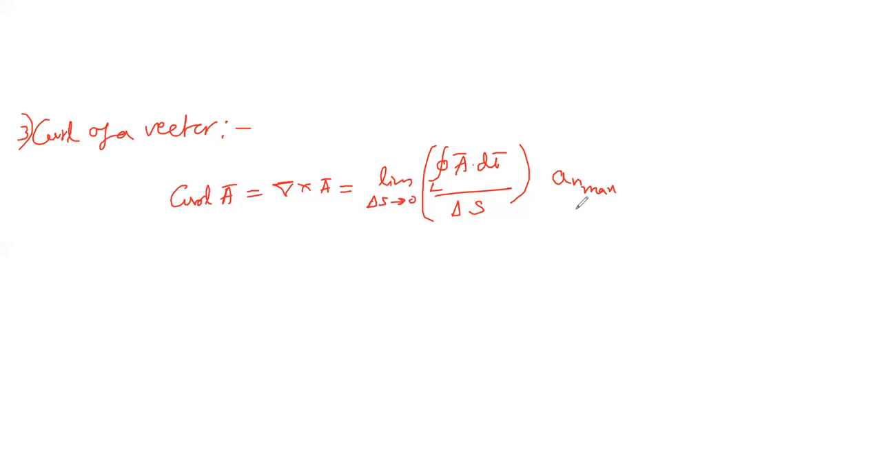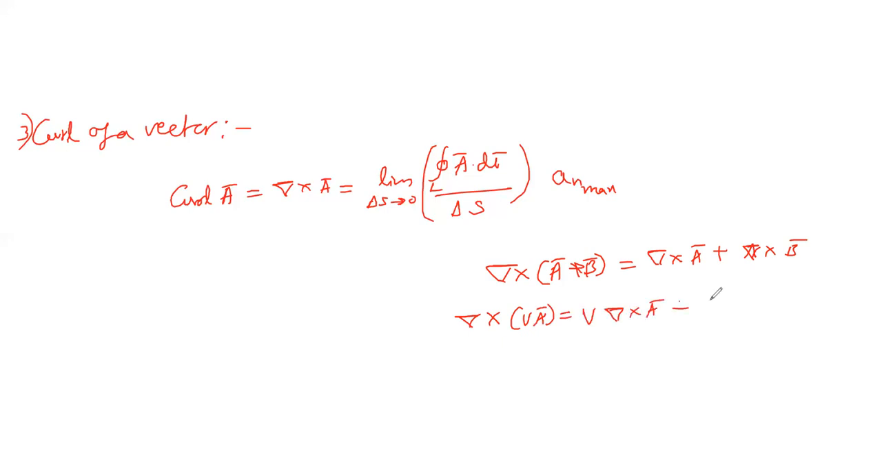Regarding the properties of curl: the curl of a vector field is another vector field. The curl of a scalar field doesn't make any sense. Let's see some expressions: del cross (A bar plus B bar) equals del cross A bar plus del cross B bar. With a scalar quantity V, del cross (V A bar) equals V del cross A bar plus del V cross A bar.